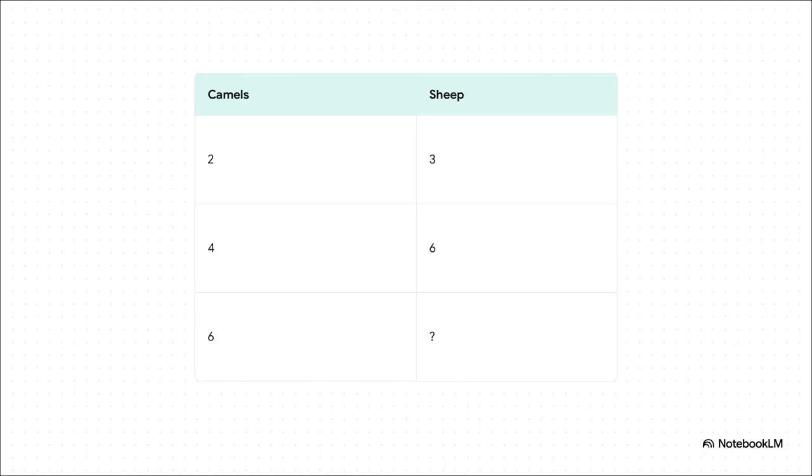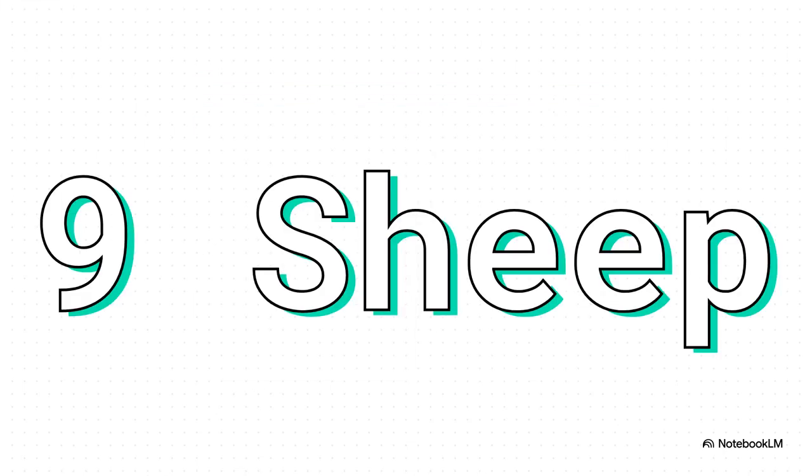So take a look at this table. For every 2 camels, Abraham gets 3 sheep. So when he has 4 camels, which you'll notice is double the original number, he gets 6 sheep, also double. The ratio stays the same. So if we follow that pattern, what number do you think goes in that final box? If you were thinking 9, you absolutely nailed it. Since 6 camels is 3 times the original 2, you just multiply the original 3 sheep by 3. The proportion stays constant, and just following that simple pattern gives you the answer.